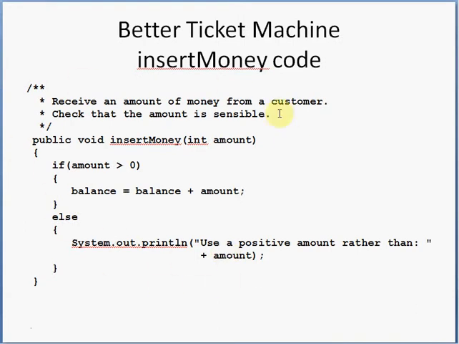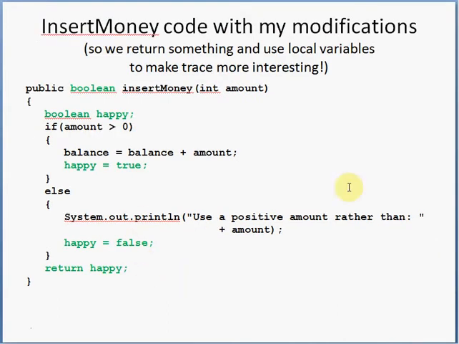Here is the actual code from the Better Ticket Machine insertMoney method. I modified it a little bit to make this example more interesting. So it's going to return a Boolean. The Boolean is going to be called happy. If the amount that's put in is greater than 0, then we'll add the amount to the current balance and also set happy to be true. Otherwise, we'll print an error message and set happy to be false, and in the end, we'll return happy.